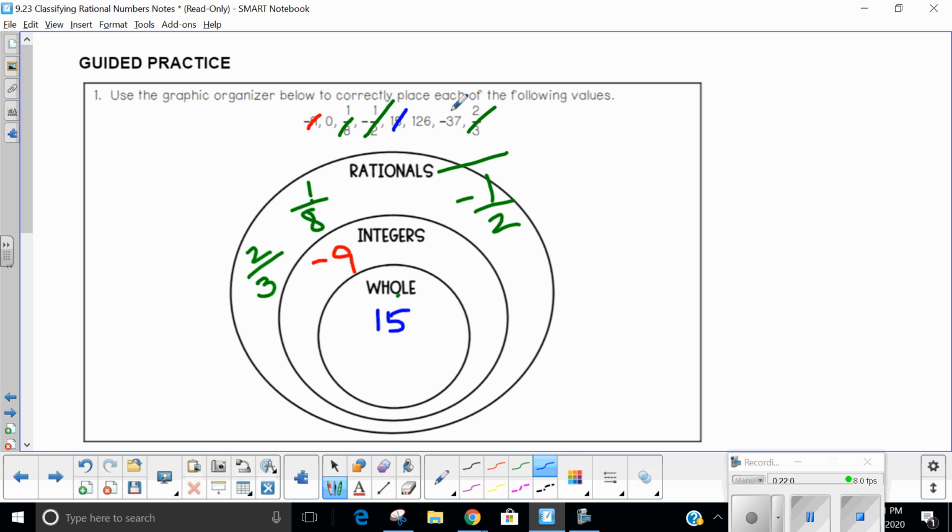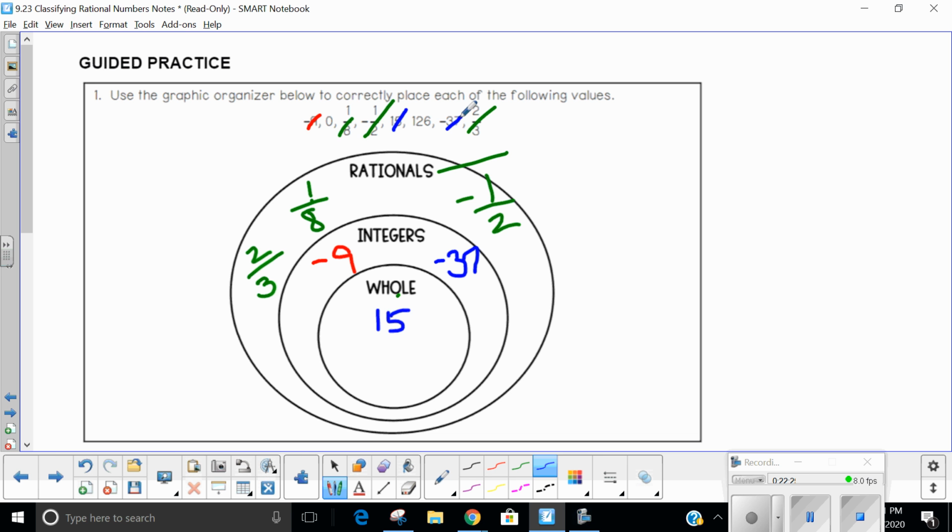Okay, how about -37? Well, 37 is a whole number, but because of the negative sign, that's going to put it into integers, because remember, whole numbers are positive only, but integers can be negative. So that means -37 is an integer. So we'll cross that off.